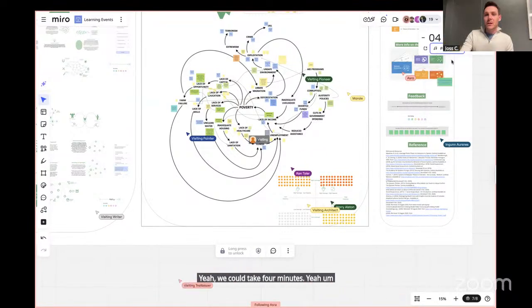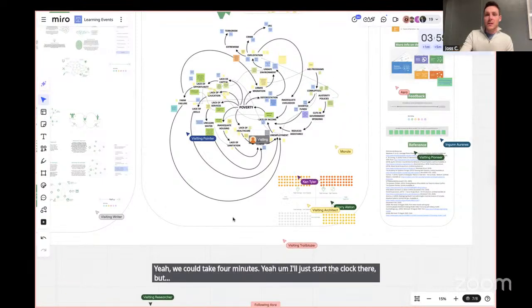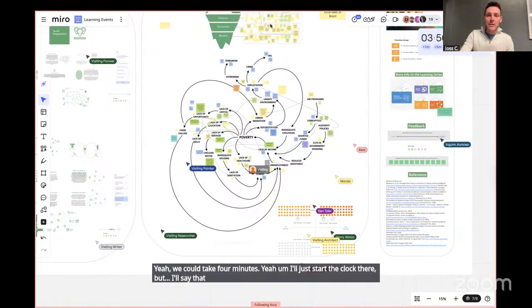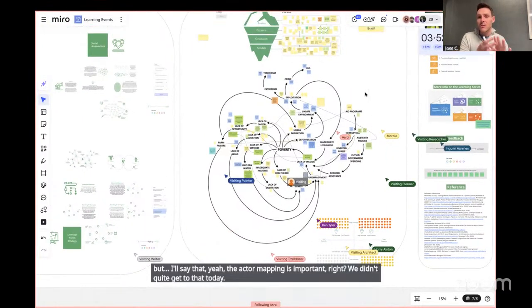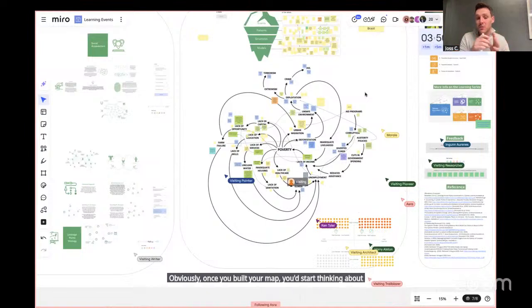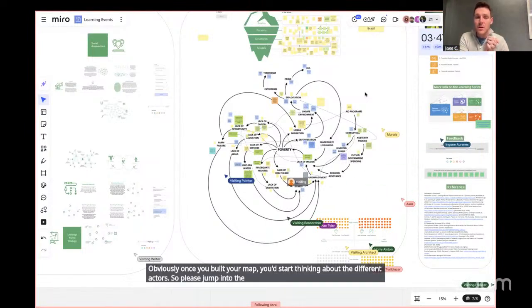I'll just start the clock there, but I'll say that yeah, the actor mapping is important, right? We didn't quite get to that today. Obviously, once you built your map, you'd start thinking about the different actors. So please jump into the exercise there. But I just want to say a few words about the actor mapping.